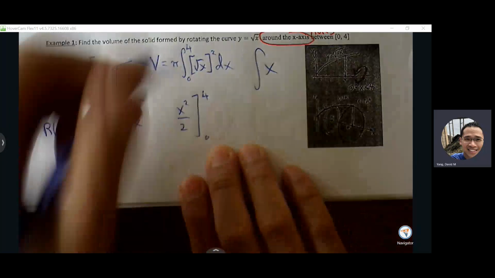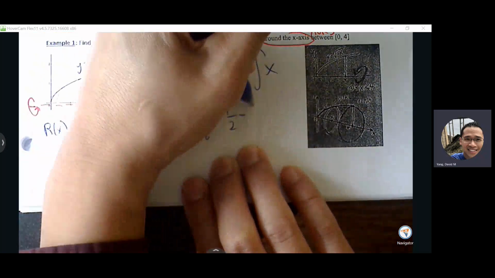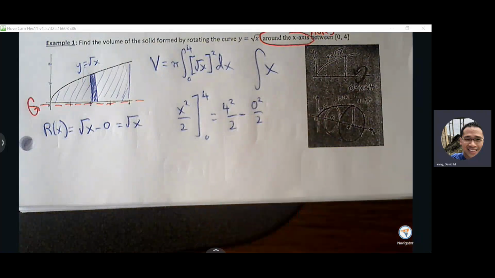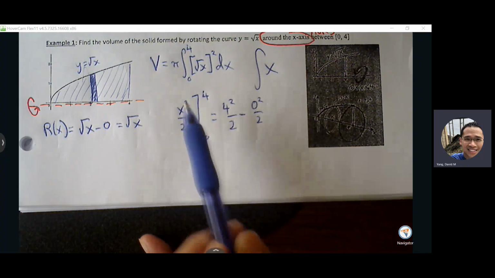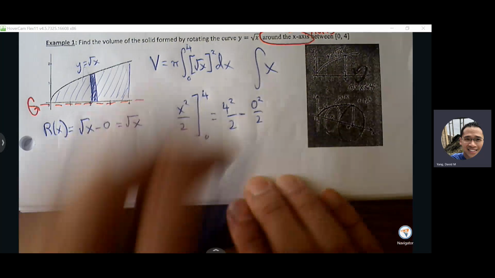All right, so upper bound first. 4 squared over 2 minus 0 squared over 2. Again, just be careful with zeros. I know a lot of times 0 ends up going away, but just confirm and double check every time, because it's not the case that 0 is going to go away for every problem. All right, 16 over 2 gives me 8.